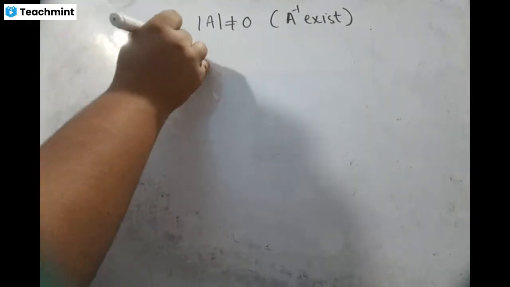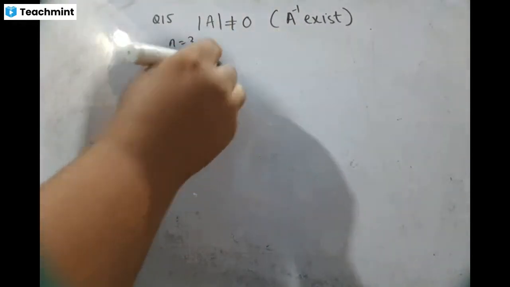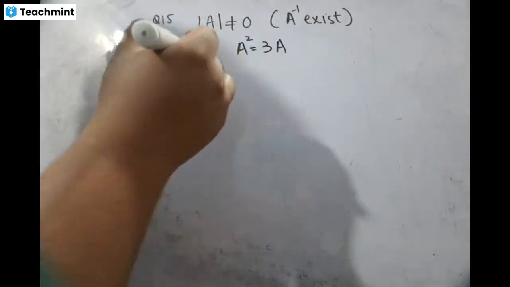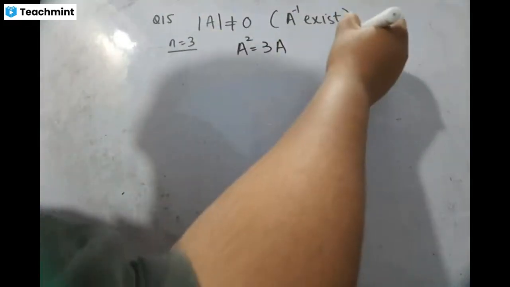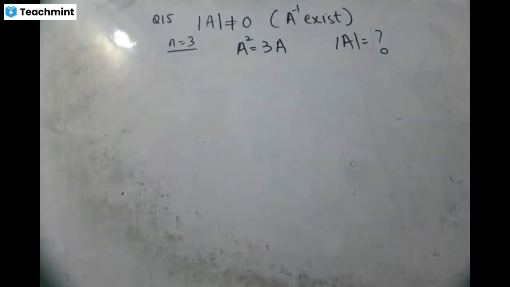So the value of n is 3. That means it's a 3 cross 3 matrix, 3 rows and 3 columns, such that A square equal to 3A, then the value of determinant A equal to question mark. Let's see whether you'll be able to solve this question or not. These questions which we are doing, the previous 14 and the remaining questions, all are probable and very important questions.